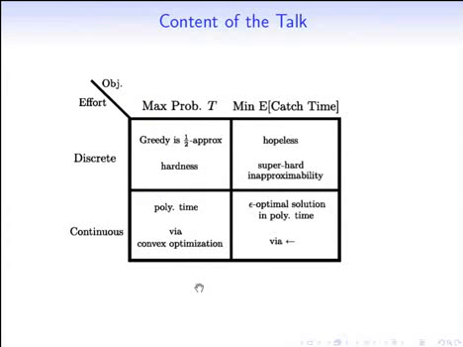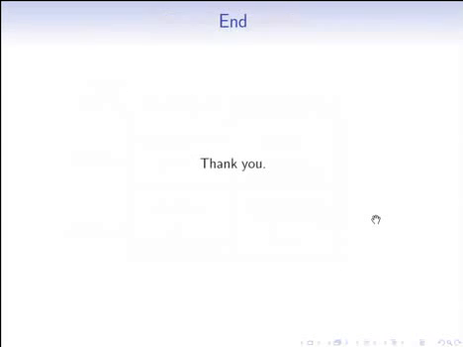And for the other two boxes, we have the following results. You can solve the continuous search effort maximize probability objective via convex optimization in polynomial time. And you can approximate the minimum expected catch time objective in the continuous search effort problem. You can get an epsilon optimal solution in polynomial time using this box as a building block. Thank you very much for listening.